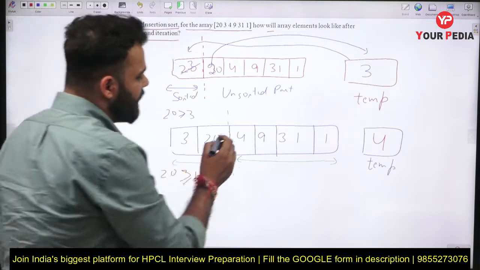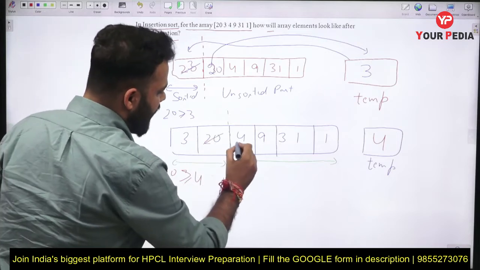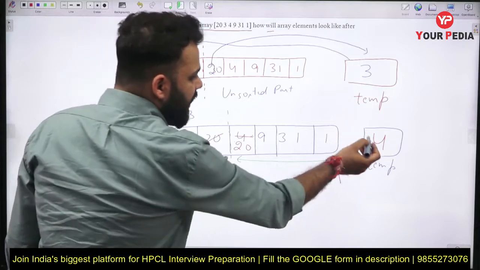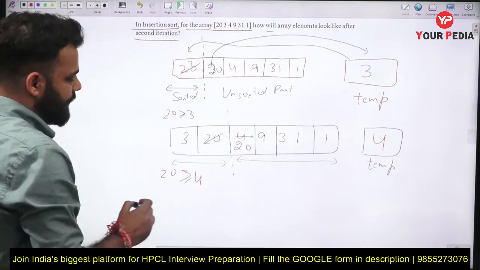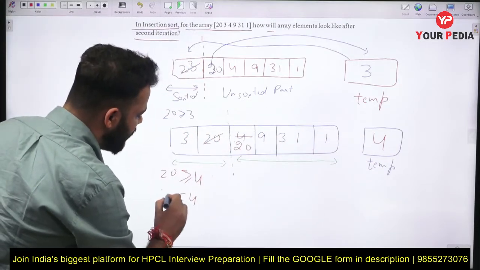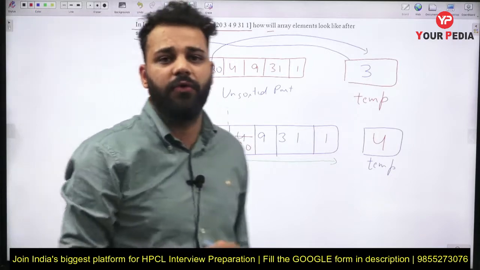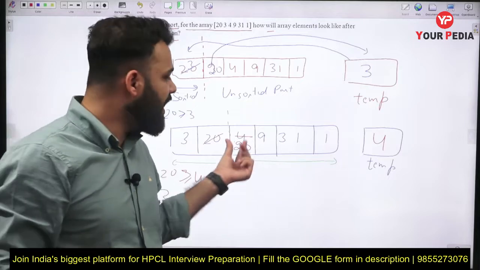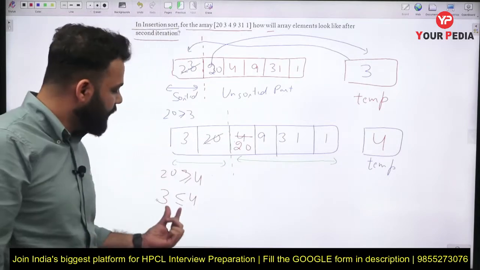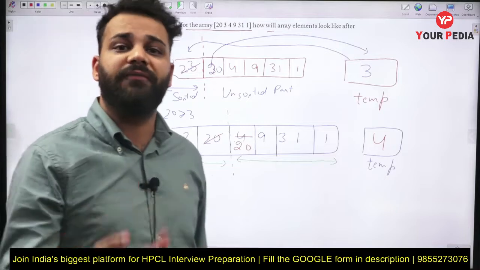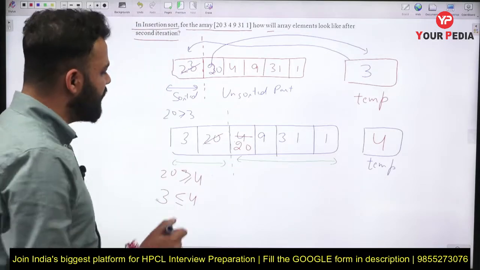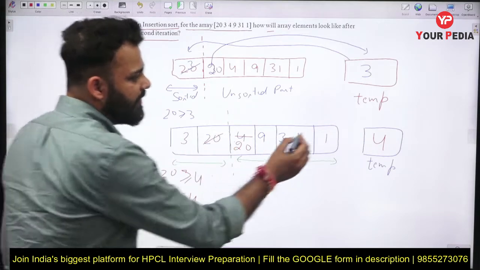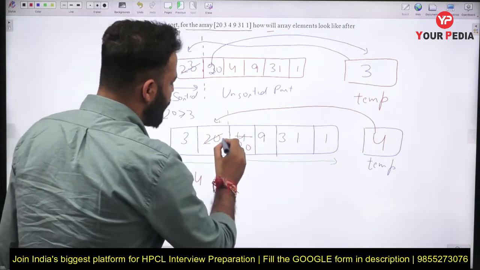So we will replace this 20 and put it here. 4 is already stored in the temporary variable. Now again 4 will be checked with 3. When 4 is checked with 3, 4 is greater than or equal to 3. As 20 was greater than 4, 4 should come before 20, so we move 20 one place after that. But when you check, 4 is already greater than 3, so it should be after 3. 3 should be before 4. So we will not change the position of 3. We will take this 4 and place it here.